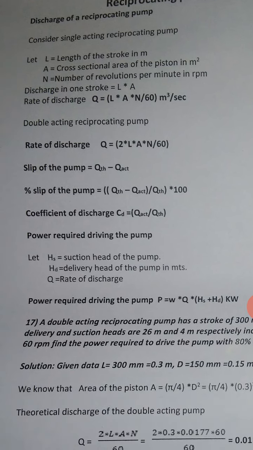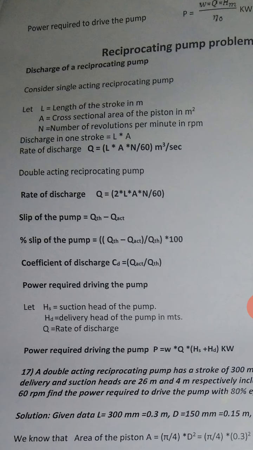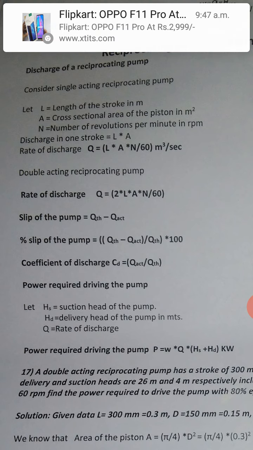That is, consider a single acting reciprocating pump. L is the length of the stroke in meters, and A equals the cross-section area of the piston in meter square. N equals the number of revolutions per minute in RPM. Discharge in one stroke equals L into A. The rate of discharge equals A into L into N divided by 60, that is meter cube per second.